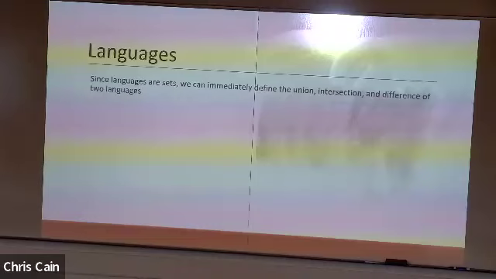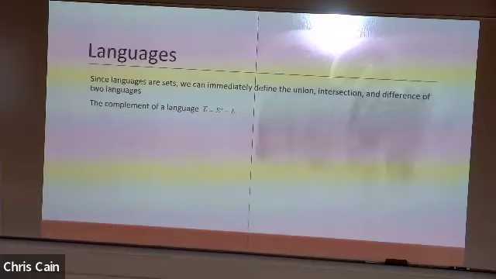We know that languages are sets, right? They can be an infinite set, but there's still a set of things. It's either contained or it is not contained within the language. So we can now define languages by using set operations: union, intersection, and difference. And it works the same as the set review that we did yesterday.